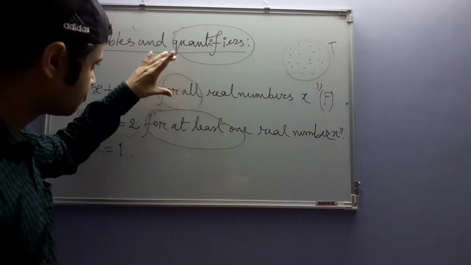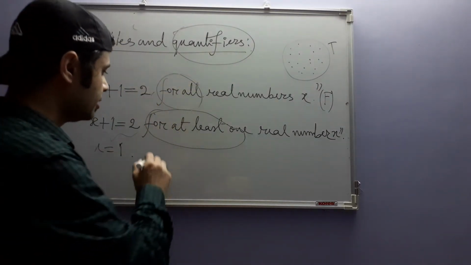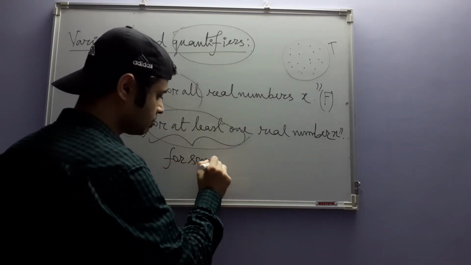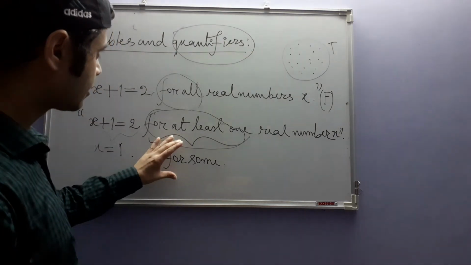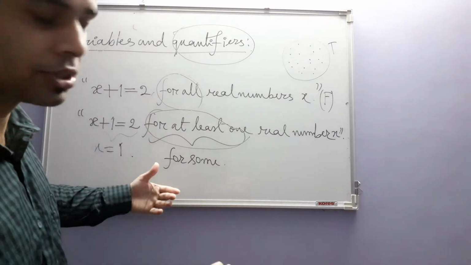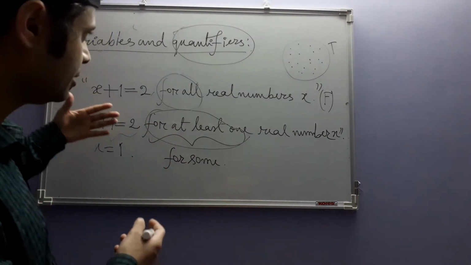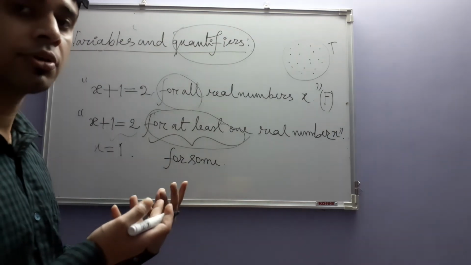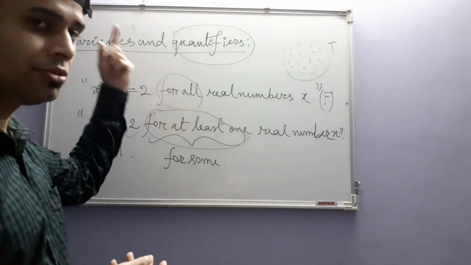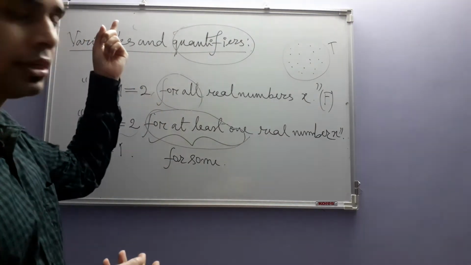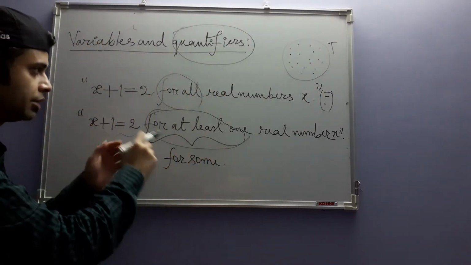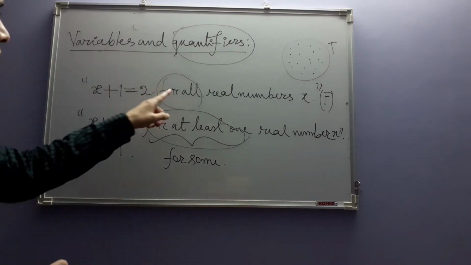So these phrases, for all and for at least one, which you can also write as for some, are called quantifiers. They quantify the situation: how much is something true? Because now we have variables, we can think of for how many values of the variable our statement is true. Previously we did not have to do this because we dealt with only constants. But now we have variables, so we can do this.